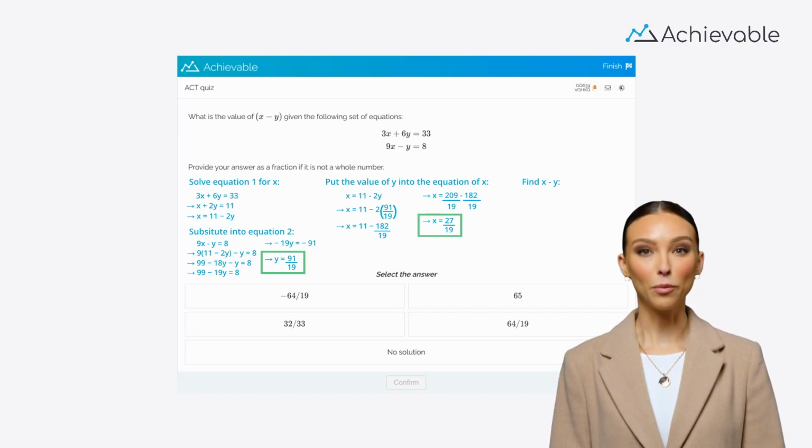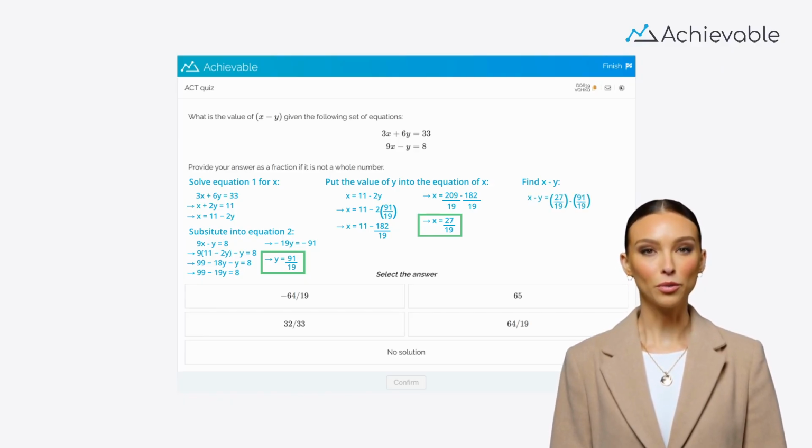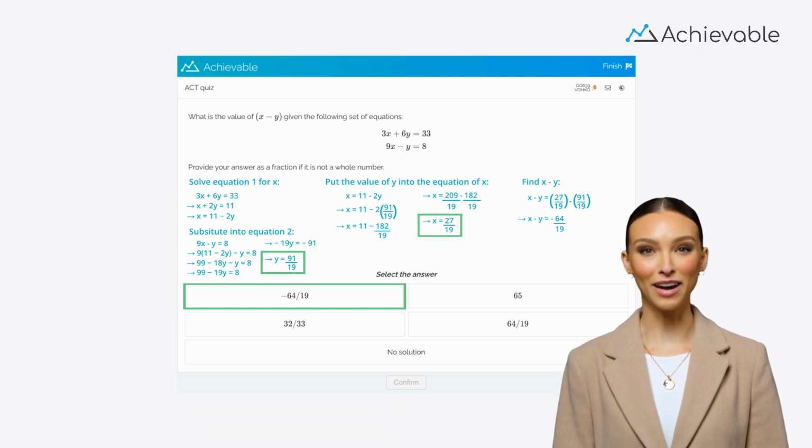Now that we know x and y, we can solve for x minus y. x minus y equals 27 over 19 minus 91 over 19, which is negative 64 over 19. So the value of x minus y is negative 64 over 19.